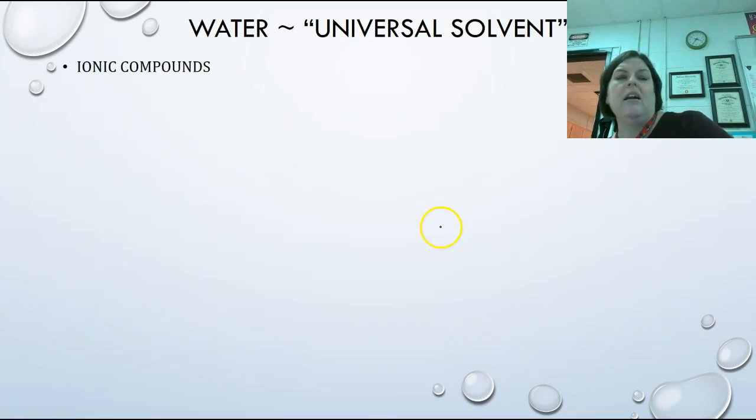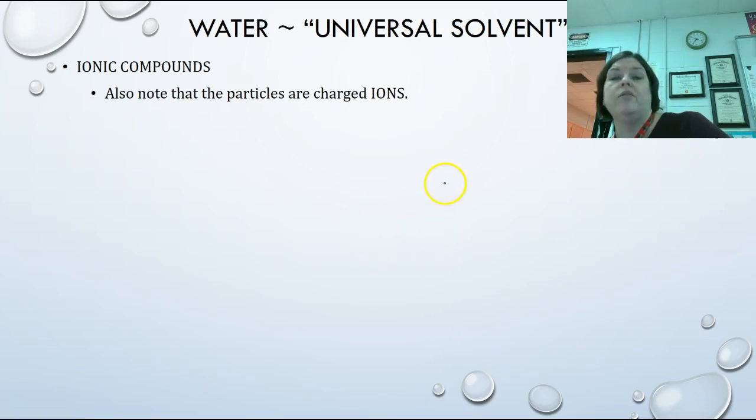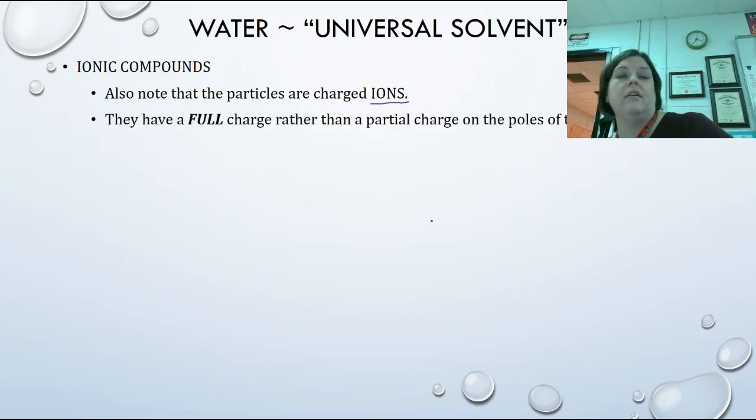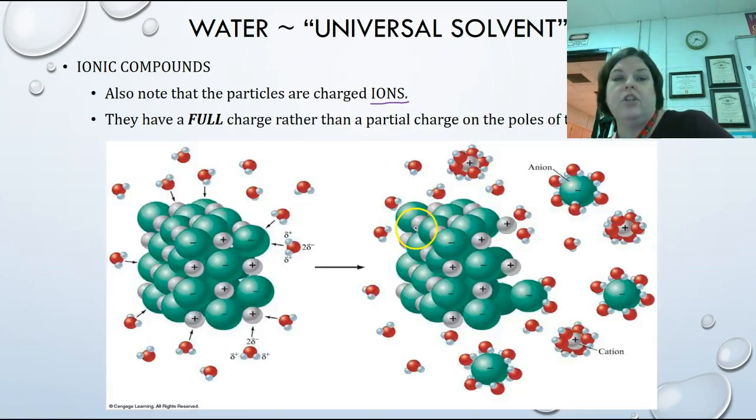Okay, ionic compounds are charged particles. We have to remember that ionic compounds actually contain charged ions. They are not sharing electrons. They are actually giving away and taking other people's electrons. They have a complete full charge, not a partial charge like the water molecule. So the attraction for the ions could be weaker than the attraction for these partially charged poles. So it just really depends.